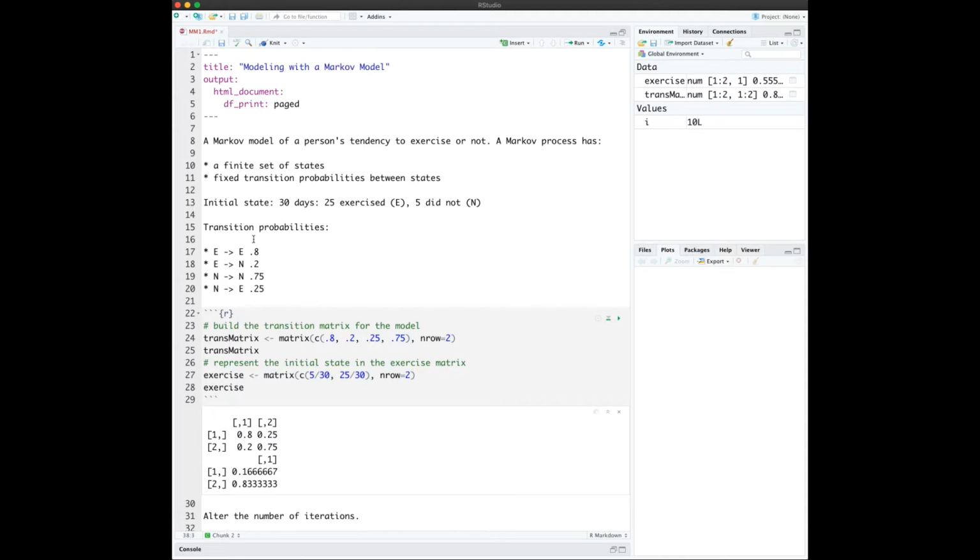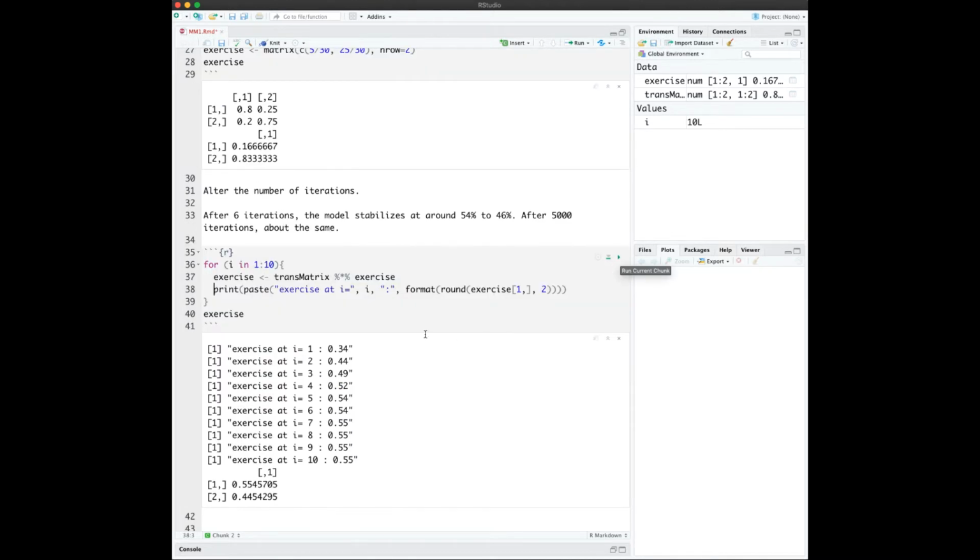I've put the four transition probabilities into a transition matrix, and I've initialized the model with the situation where a person exercised only 5 days out of the month and didn't exercise 25 days. And that's what we see here. Then I'm just going to iterate 10 times through multiplying the transition matrix times the current state, which will update the current state. And let's see what happens.